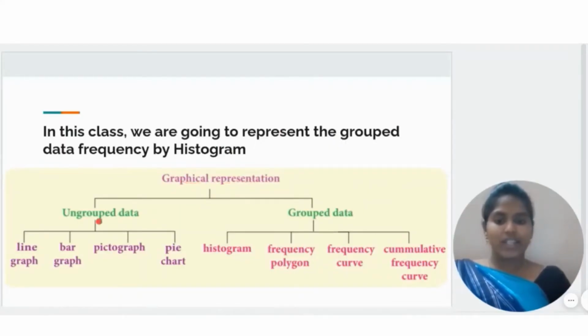Graphical representation: ungrouped data, grouped data. Under ungrouped data, we have line graph, bar graph, pictograph, and pie chart. Under grouped data, we have histogram, frequency polygon, frequency curve, cumulative frequency curve.